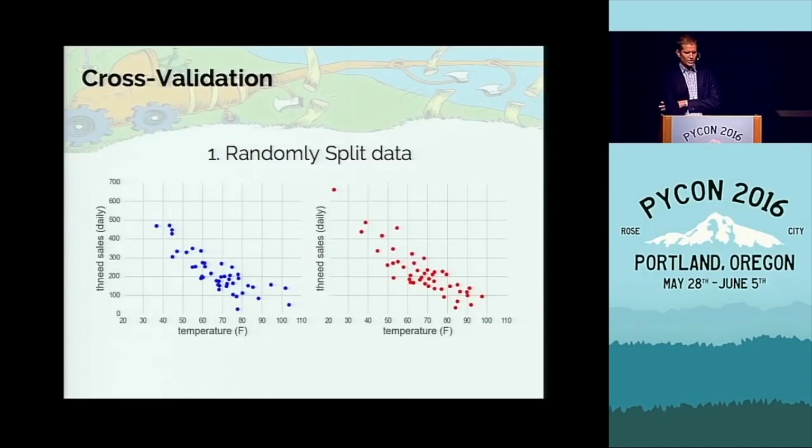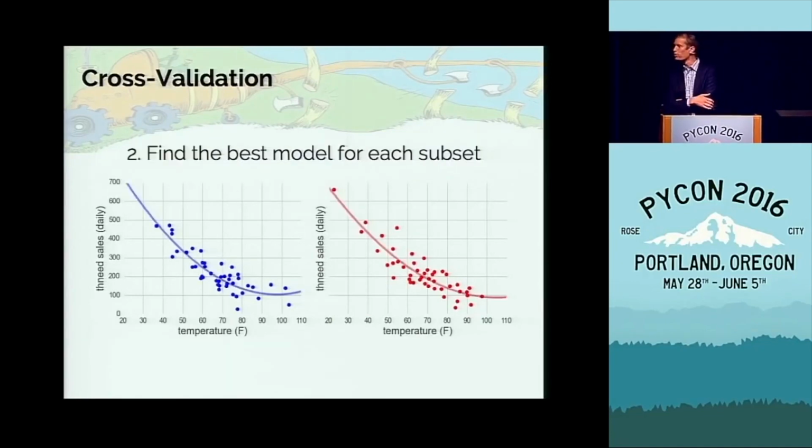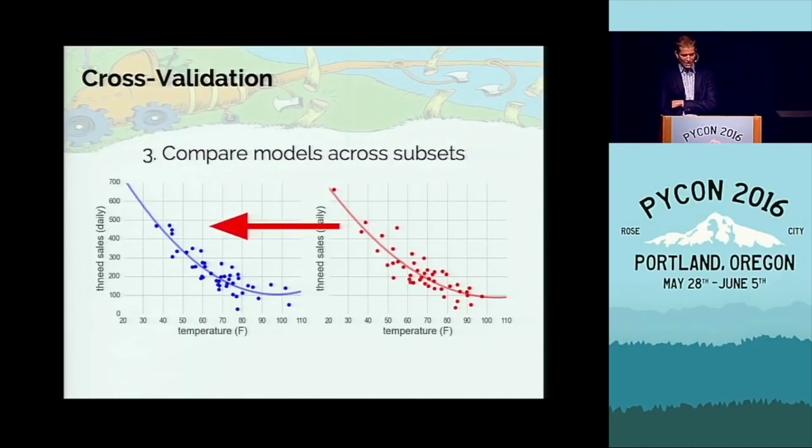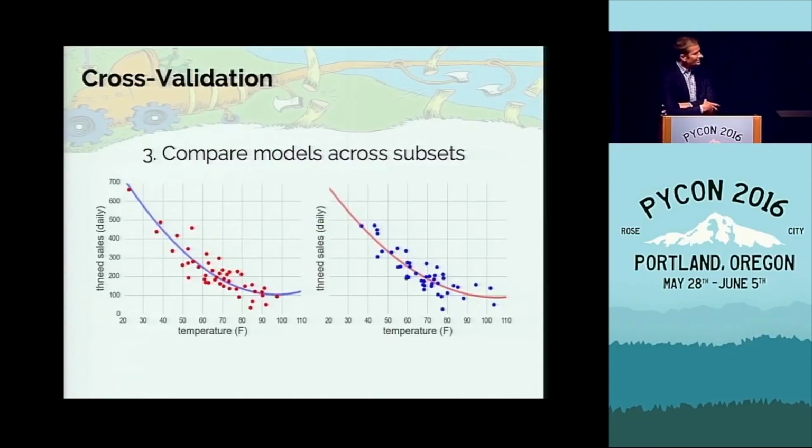And then for each of those sections of the data, we fit our best model. And once we have those best model fits, we then flip-flop the data. And we ask, how well does the red model fit the blue data? And how well does the blue model fit the red data? And this will protect against what's known as overfitting, right?